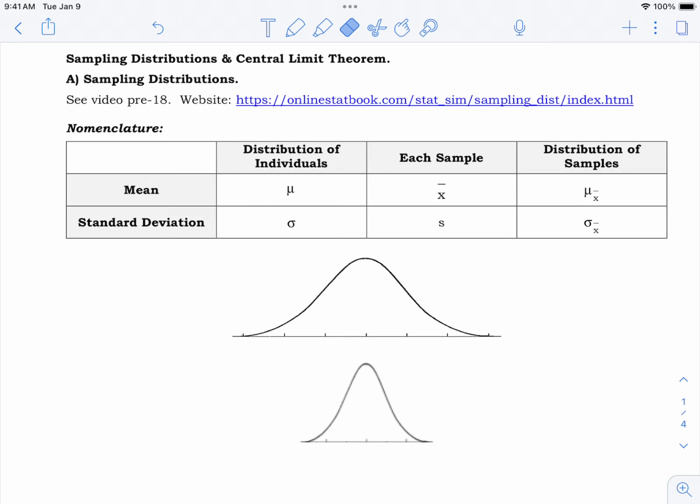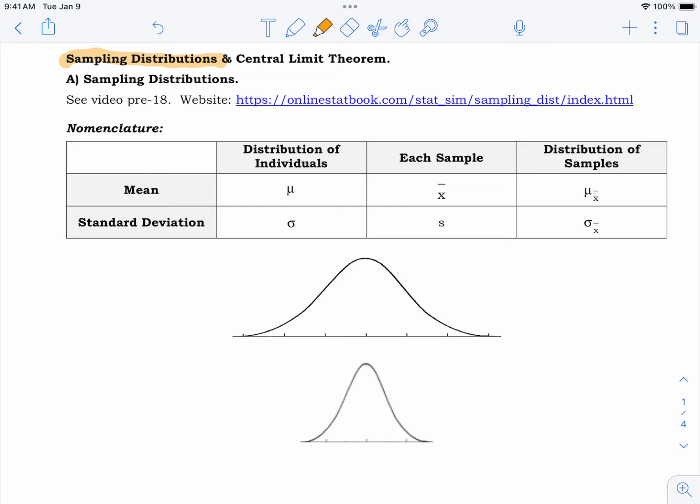Sampling distributions and the central limit theorem. These things go together. Sampling distributions is actually something that I showed in that pre-video 18. Did you see that one? It's a separate video than this one.